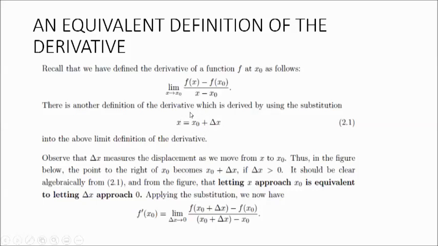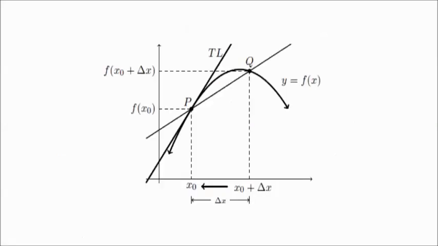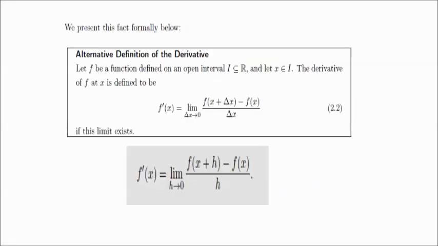So kung meron na tayong ganito, isub siya dito. So x, as it is, and then isub si x dito. So magkakaroon tayo ng ganito. Ngayon, mangyayari dito is makakancel na lang si x sub 0, di ba? Maiiwan si delta x. Okay?